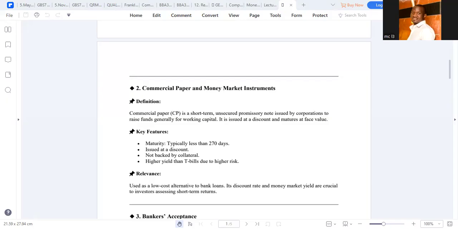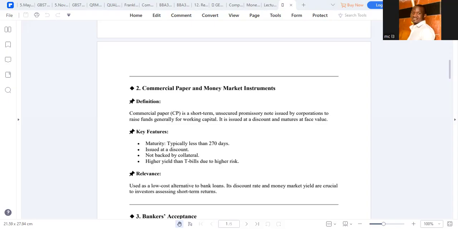Number one, the commercial paper has maturities that are less than 270 days. It is issued at a discount, but they are not backed by collateral. The commercial papers have a higher yield than the treasury bills, but they have more risk. Okay, so the return is high, but the risk is also higher.